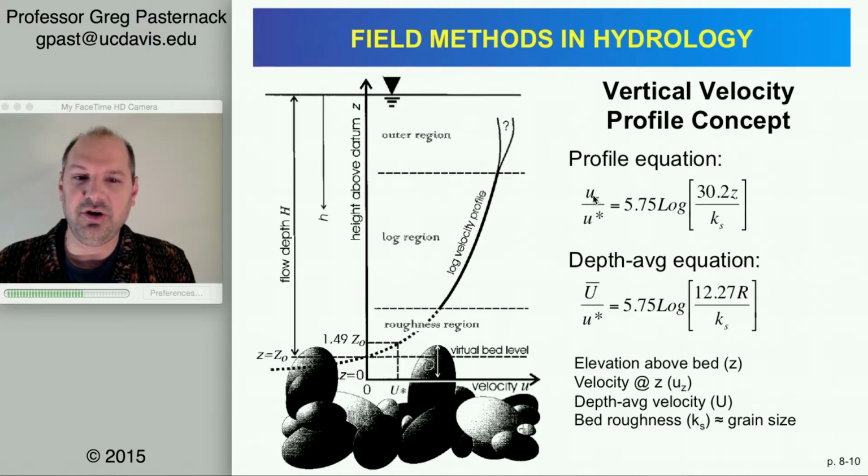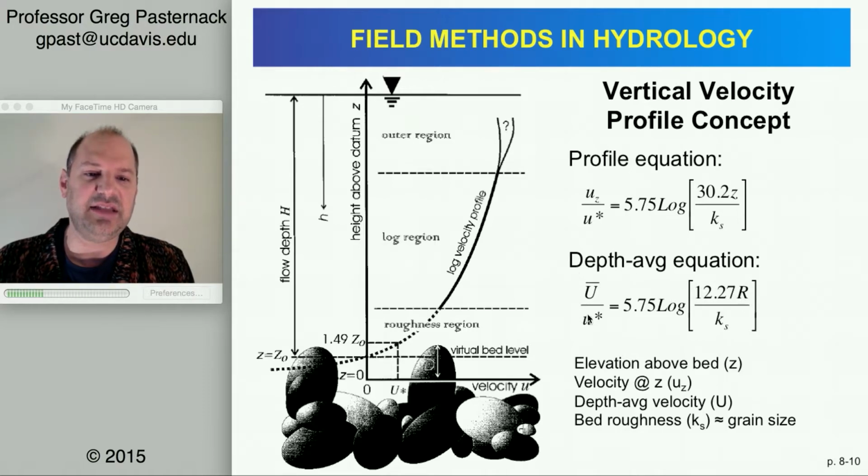So if you measure the velocity at a point above the bed, and you estimate the roughness, and you measure, of course, the elevation where you took your velocity measurement, you can back calculate the shear velocity and shear stress. There's also a depth averaged equation if you take the integral of the profile equation. And so here U bar is depth average velocity, not just the velocity at one position above the bed. And now it just changes so that we have a different constant, and we now have hydraulic radius.